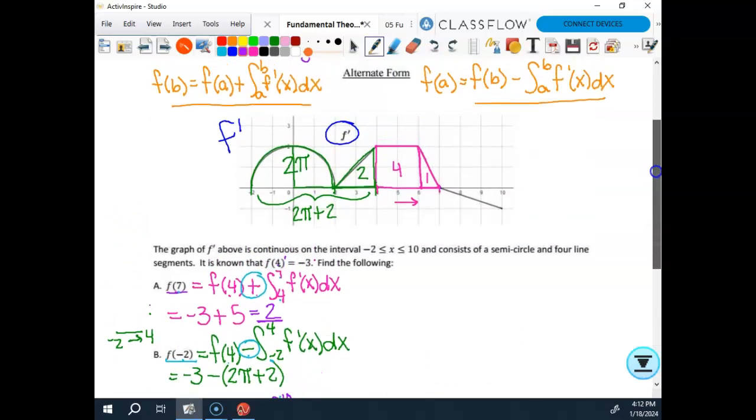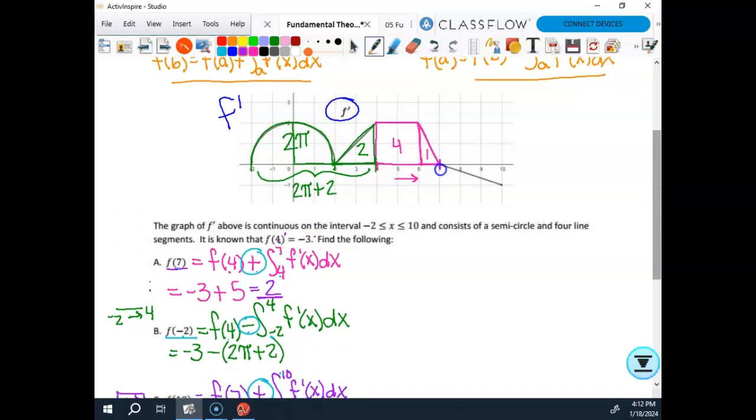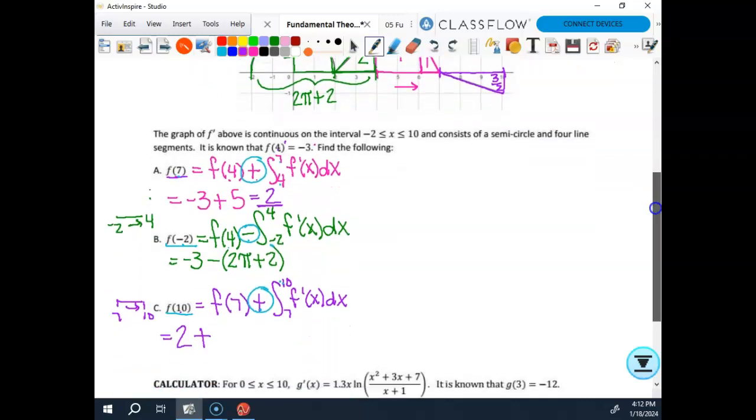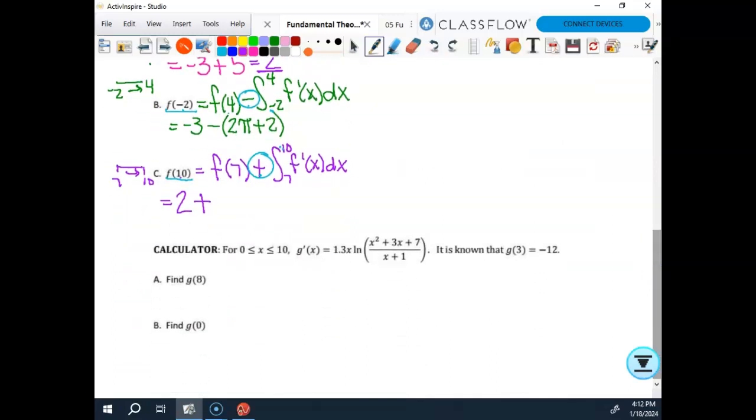So I'm integrating from 7 to 10, so I'll go back up here. From 7 to 10, I need the area of this triangle. So that is 1, 2, 3 times 1 divided by 2, which is 3 halves. So the area of the triangle is 3 halves. The integral is negative 3 halves because it is below the x-axis. So it is 2 plus a negative 3 halves, or I could have put 2 minus 3 halves, but I already put my plus sign, so we'll go with that. And this is a safe stop.